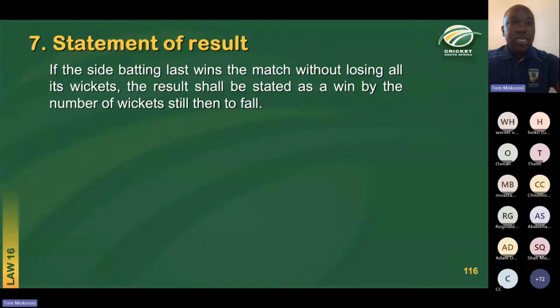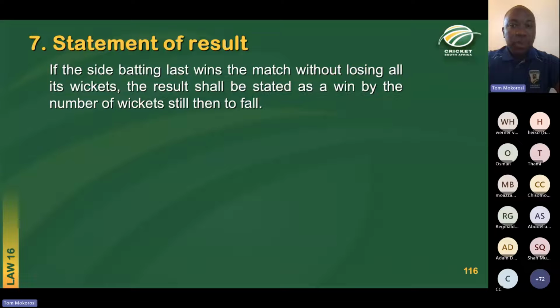How do we state a result? Law tells us that if the side batting last wins the match without losing all of its 10 wickets, the result shall be stated as a win by the number of wickets still then to fall. So, as mentioned, the World Cup final, Australia reached the target with 4 wickets having fallen.